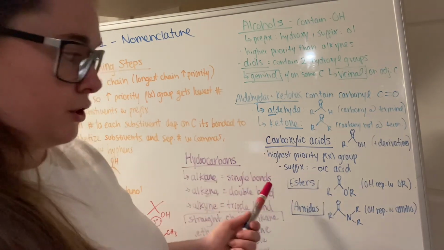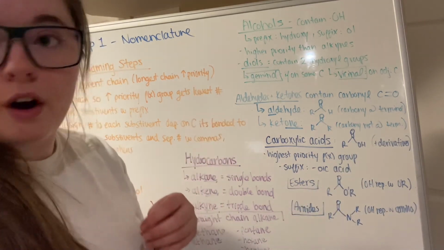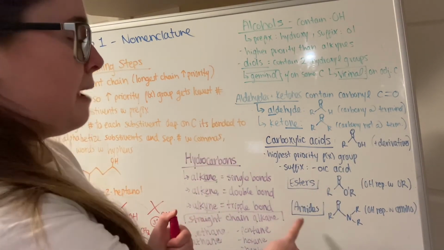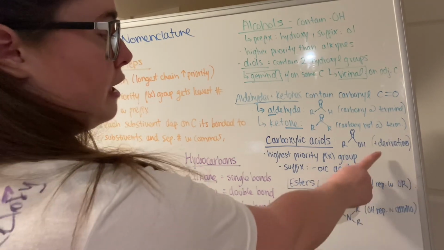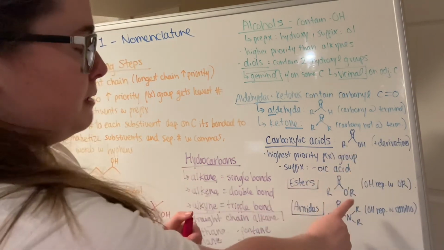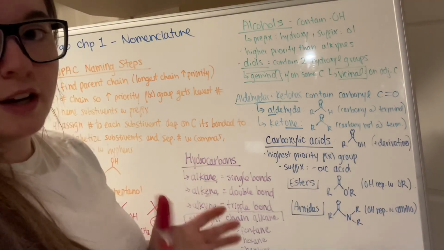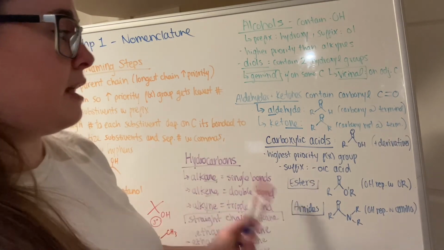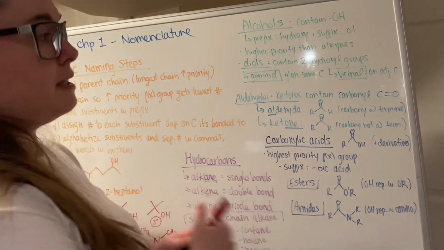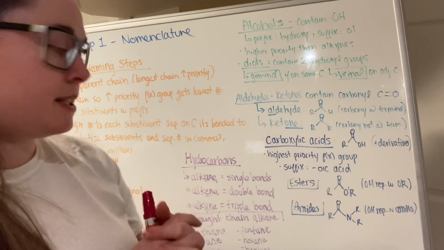The esters are when this OH group is replaced with an OR, okay? And then we have amides, in which the OH in the carboxylic acid would actually be replaced with an amino group. So those are just 2 derivatives of the carboxylic acids, but definitely recognize all of these drawings, be able to tell what the functional groups are, as well as their prefixes and suffixes.